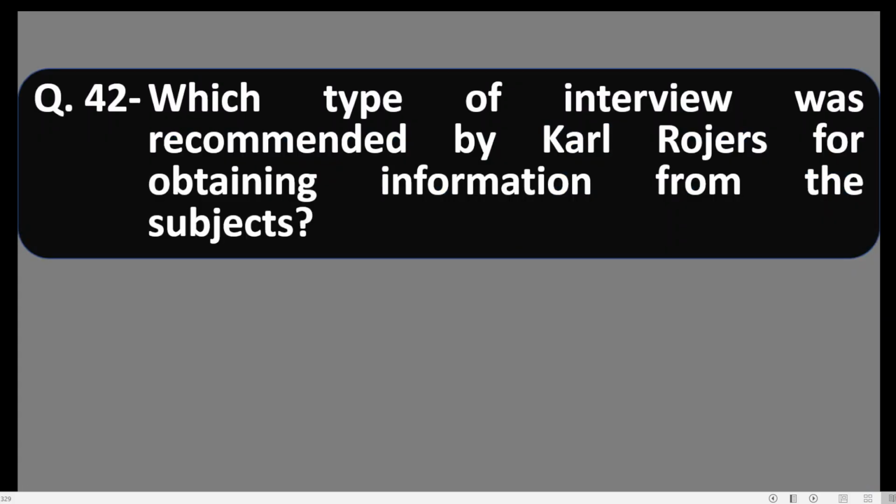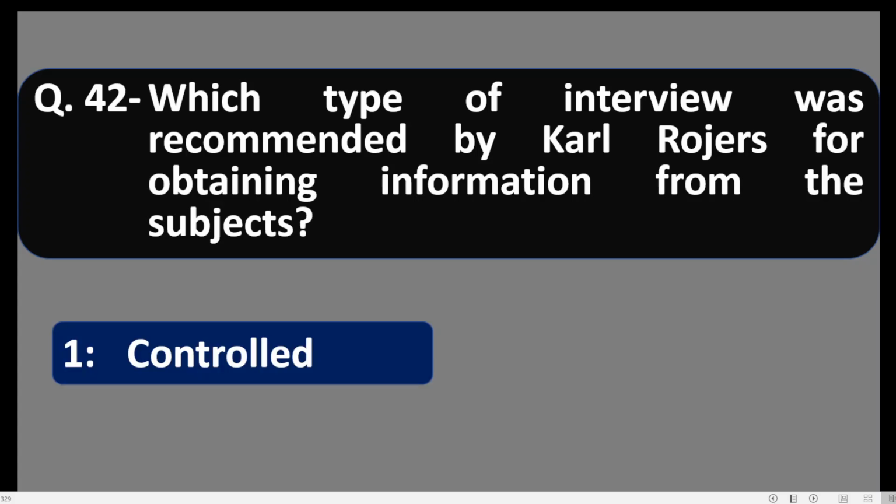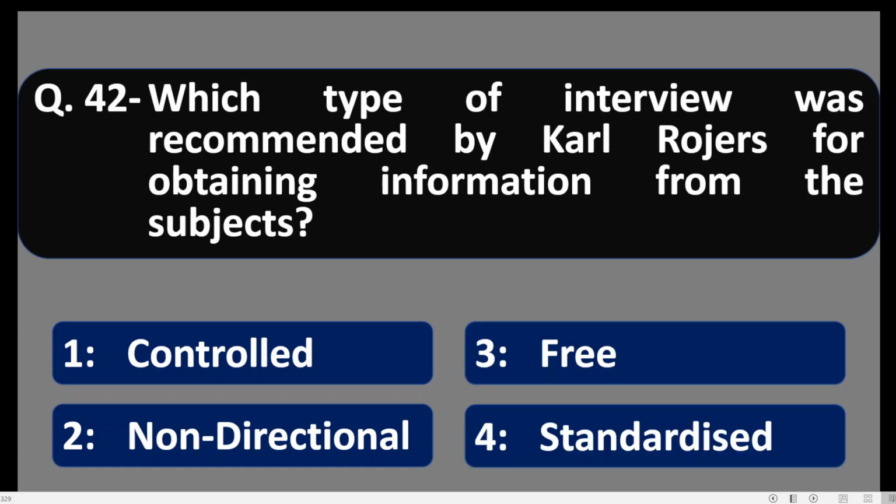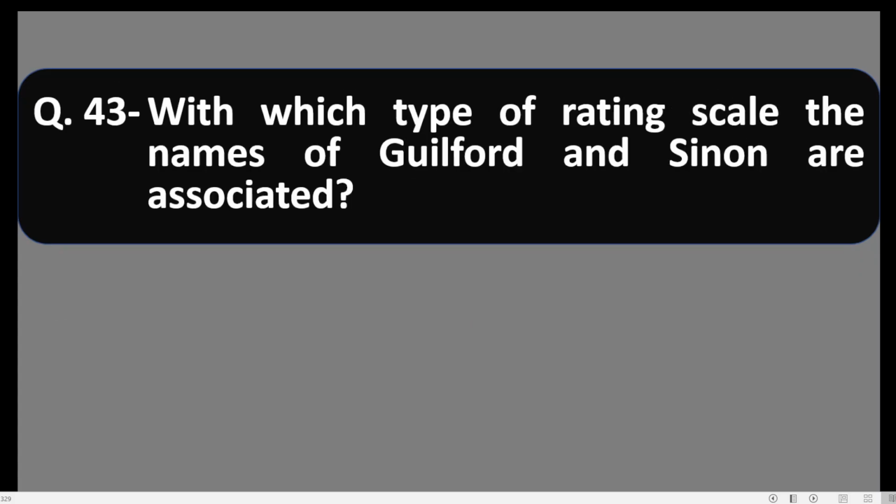Question number 42. Which type of interview was recommended by Carl Rogers for obtaining information from the subjects? Number 1, controlled interview. Number 2, non-directional. Number 3, free interview. Number 4, standardized. Friends, Carl Rogers has suggested free interview for collecting data from the subjects. Option 3 is correct. Free interview.